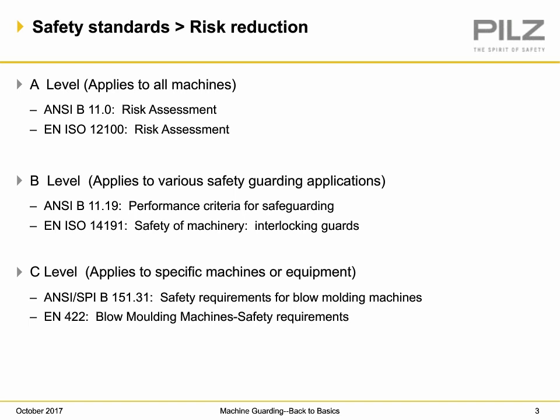B level applies to specific machines or equipment. For example, being in the plastics industry, ANSI SPI B151.31 is the safety requirements for blow molding machines. In Europe, it would be EN 422, blow molding machines safety requirements.